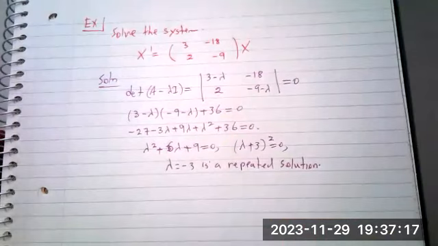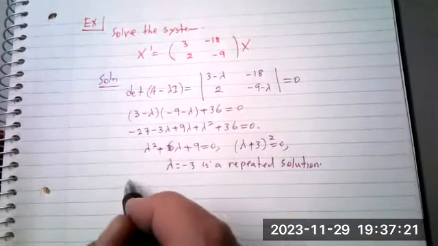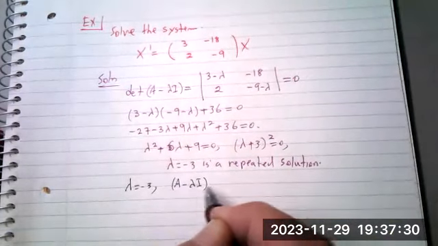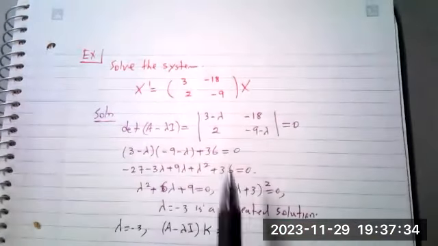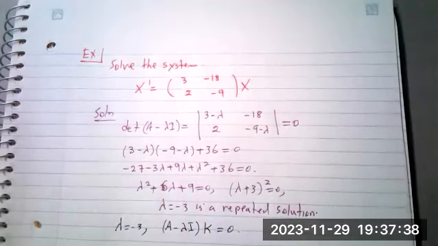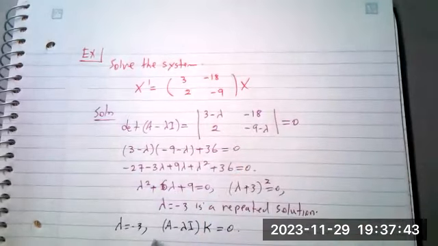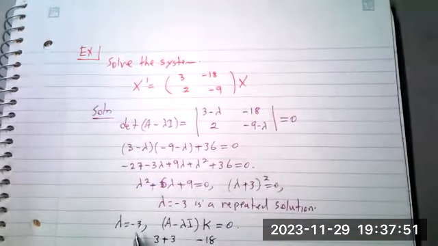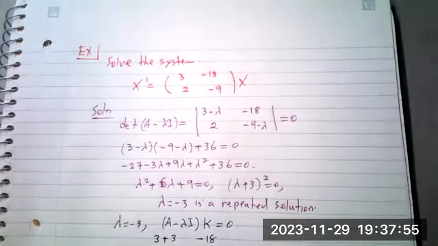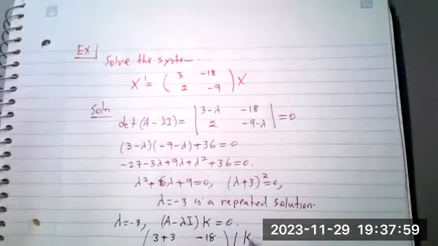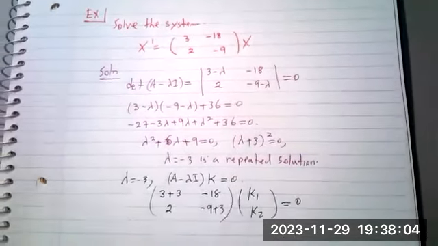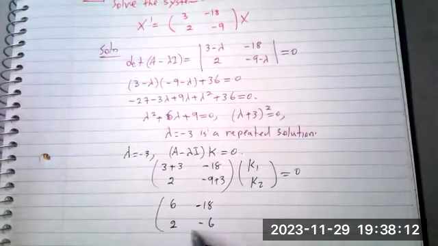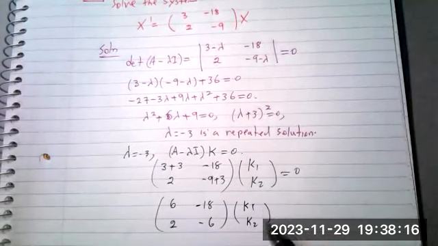We continue as usual to get the first solution. So we go with lambda equal to negative 3. We are going to form this vector. Remember, A minus lambda I times k equals 0. So you put the lambda here and multiply by k. The lambda is negative 3, so 3 minus negative 3 would be plus 3, negative 18, 2, and negative 9 plus 3, times k1, k2 equal to 0. That gives you 6, negative 18, and 2, negative 6. All of them are the same.